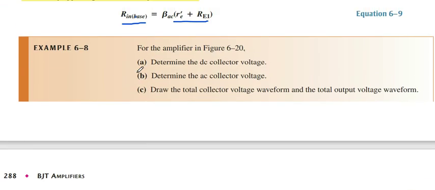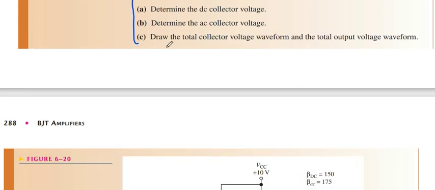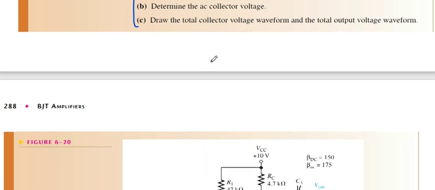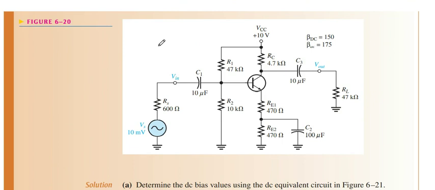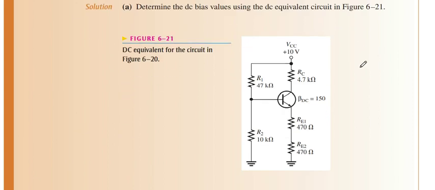This example gives us everything: determine the DC voltage, AC voltage gain, total voltage waveform, and total output voltage waveform. If we remember all the previous topics about this, then we can easily calculate this and understand the example of this topic. It can completely express everything that happens.